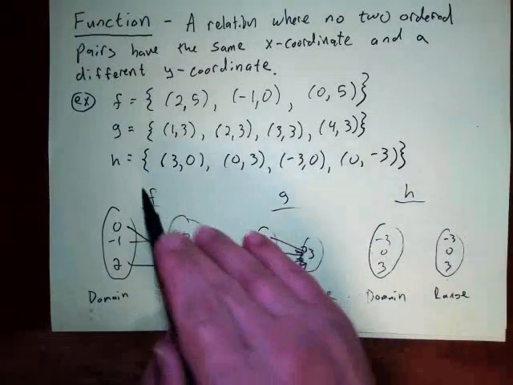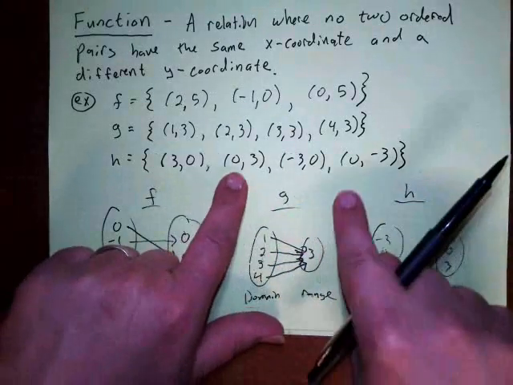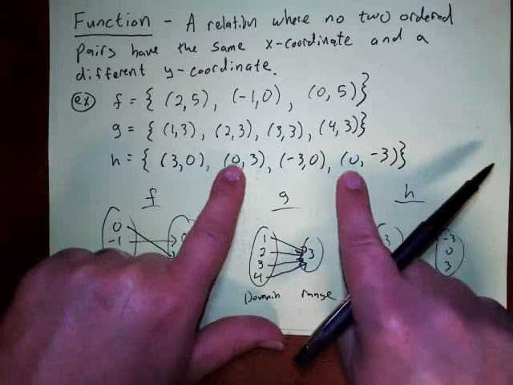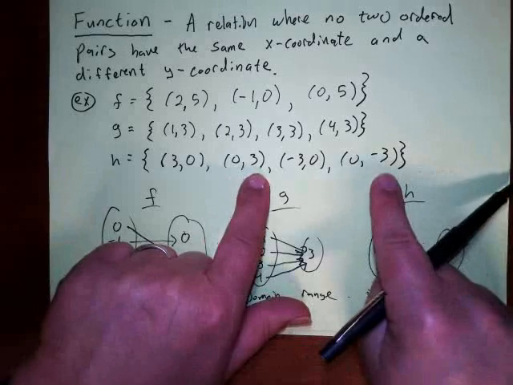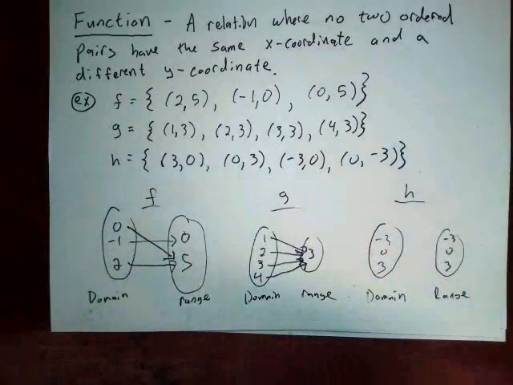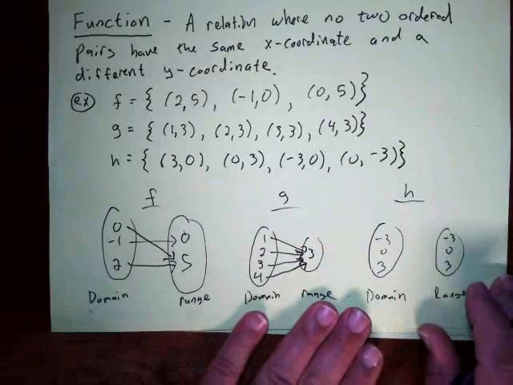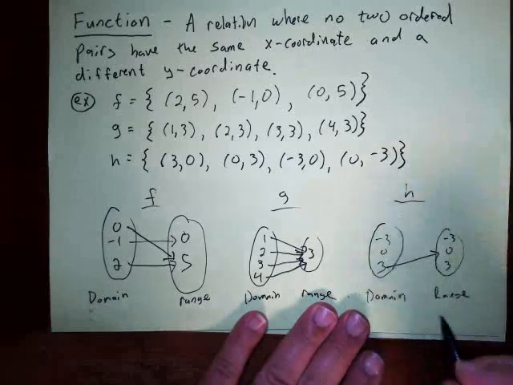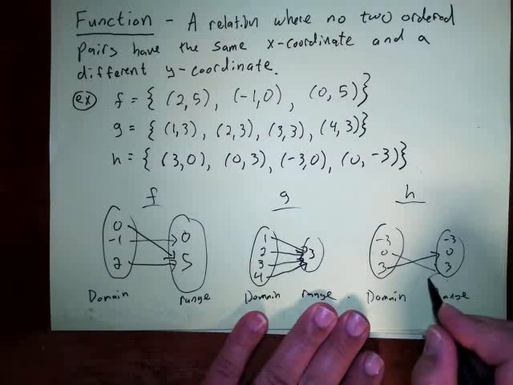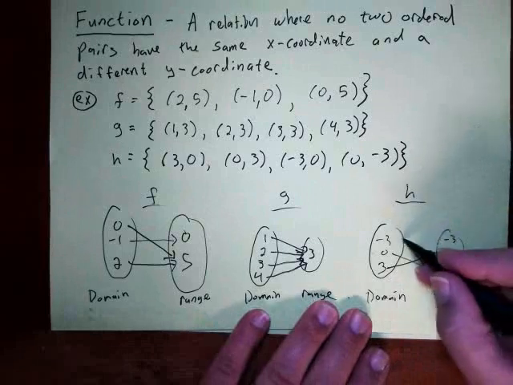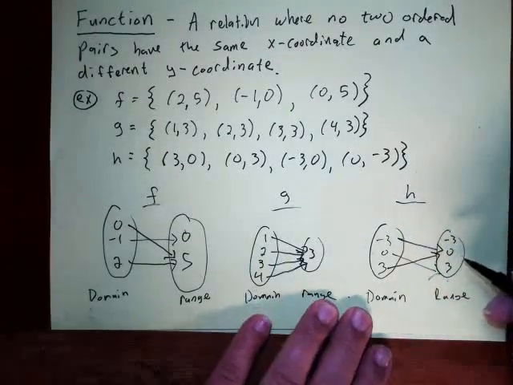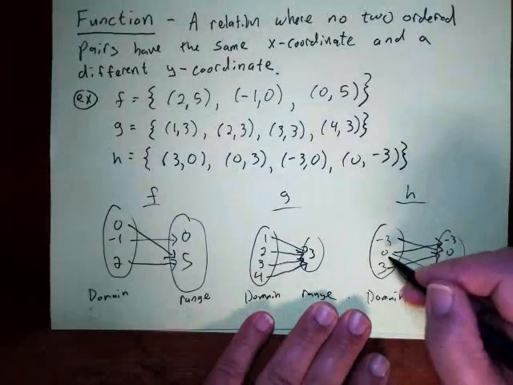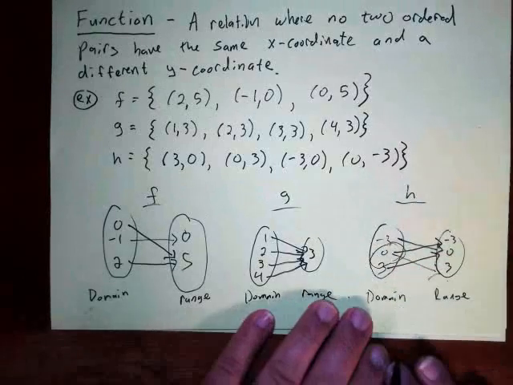And this is not a function because look, I got two ordered pairs right here where you have a 0 and a 0. Two ordered pairs with the same first coordinate but a different second coordinate. And that's what makes it not a function. So let's see what the mapping looks like. So this takes 3 to 0. It takes 0 to 3. It takes negative 3 to 0. And it takes 0 to negative 3. And this is where it fails to be a function, right there.